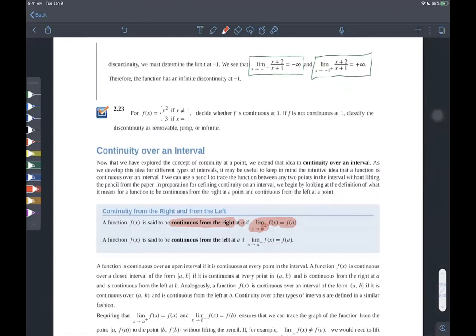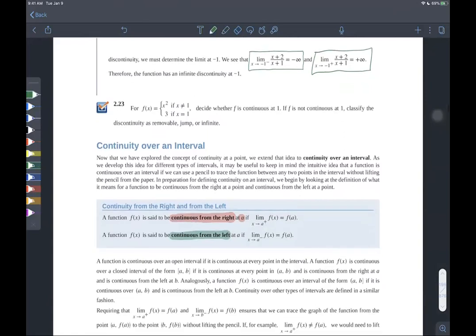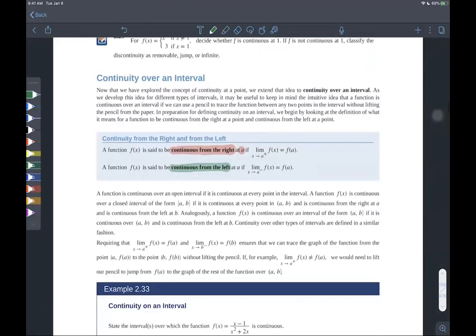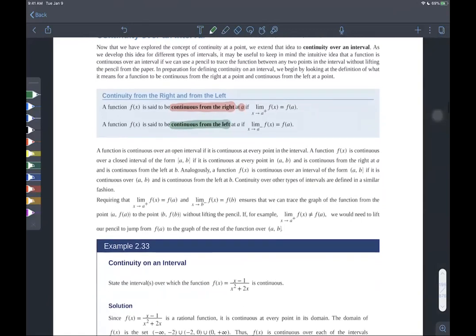A function f of x is said to be continuous from the left at a if the limit as x approaches a of f of x is equal to f of a, but the limit that we're looking at is from the left. Okay. All right, so we'll see why we need this definition in just a moment. So let's continue reading. A function is continuous over an open interval.